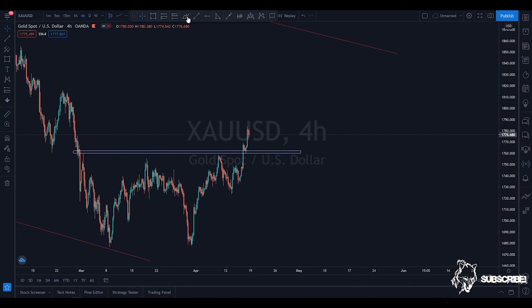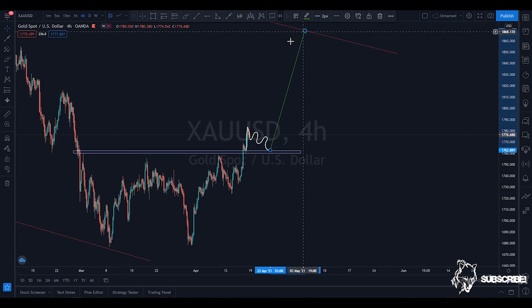So what are we anticipating for gold now? We're anticipating that gold, since it had an impulse move here, is gonna correct into the downside, and then after that we're gonna take our entries from here and try to push it up until it gets there.